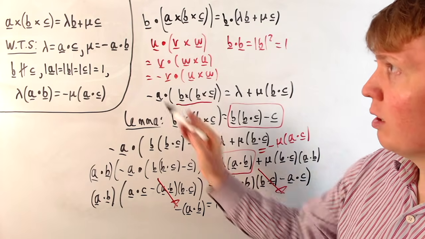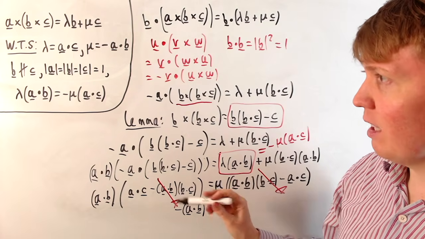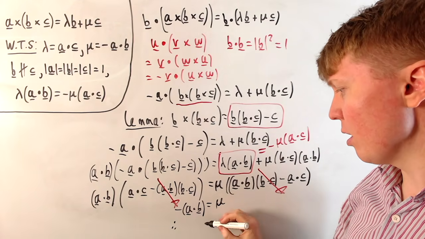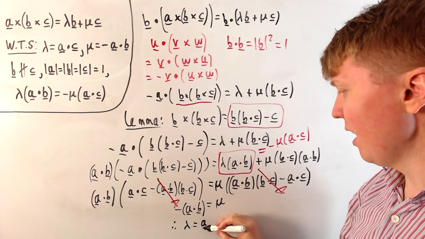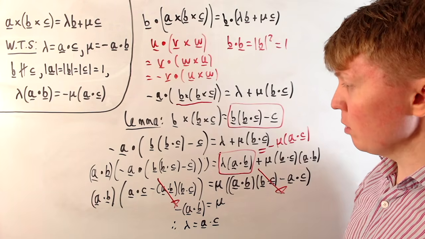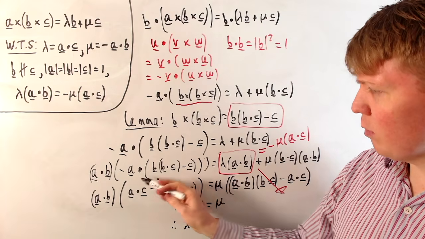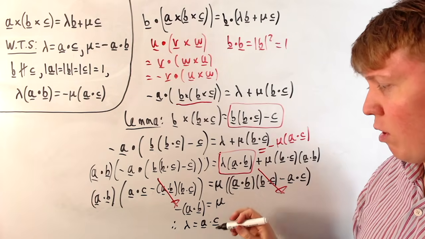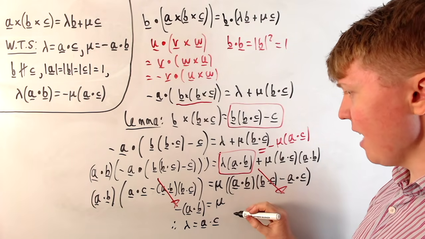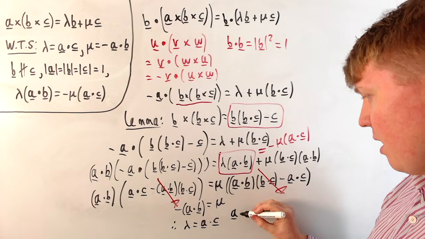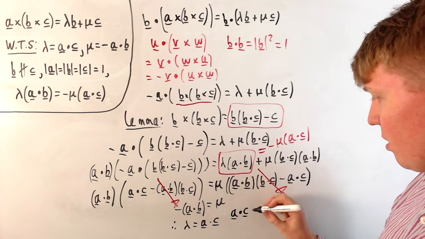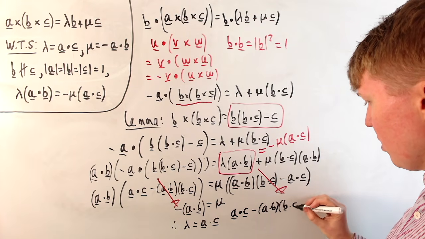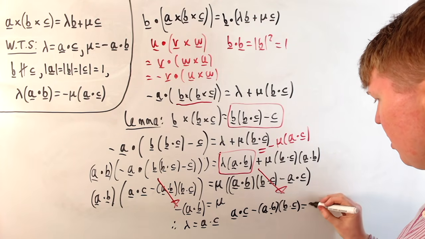We're trying to show that mu is negative A dot B, and then it follows from this equation here, just substituting in, that therefore lambda is going to be equal to A dot C. So we've actually proven this, but this all relies on the fact that this bracket isn't equal to 0, because then you just have 0 equals 0. So unfortunately we gain the extra case where we also need to consider what if A dot C minus A dot B times B dot C is equal to 0?